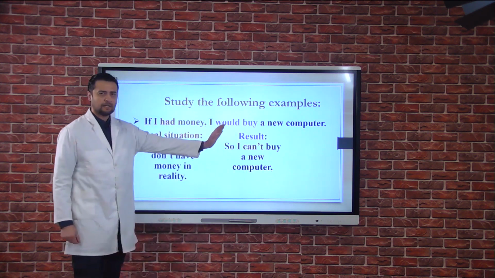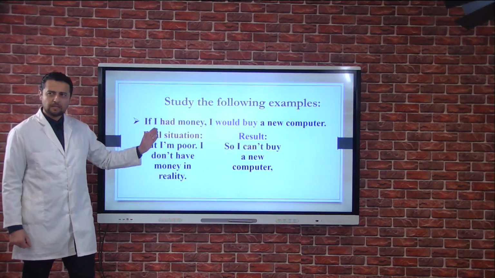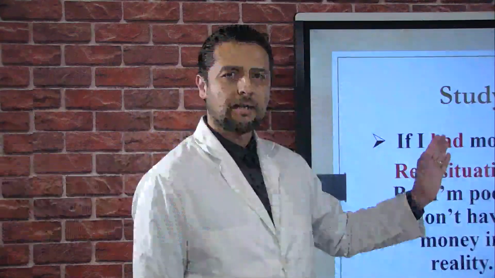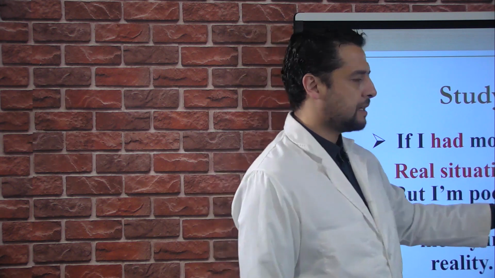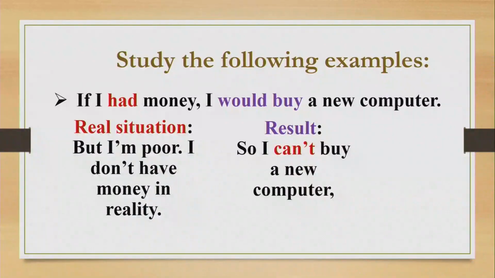So as you can see here, we have two parts. The first part in which we have the real situation, and the second part in which we have the result of this situation. So the person who said this sentence doesn't really have enough money to buy a new computer. Right. Let's consider the second example here.